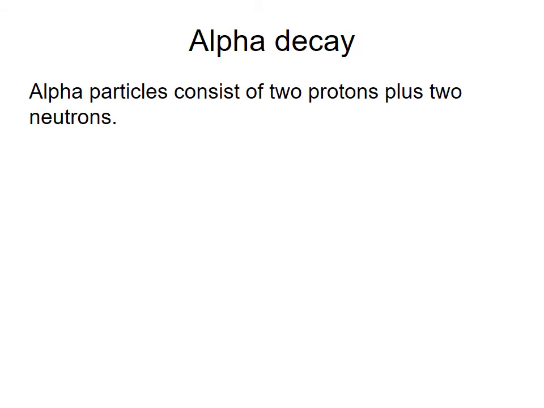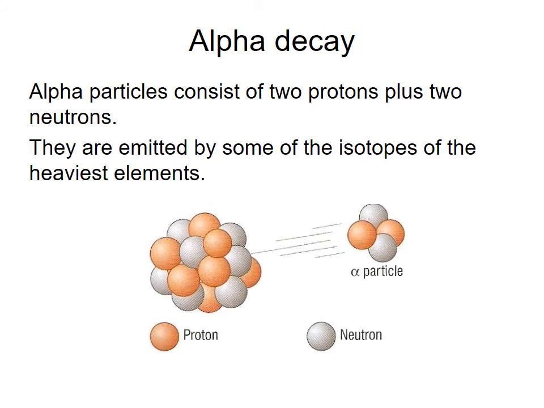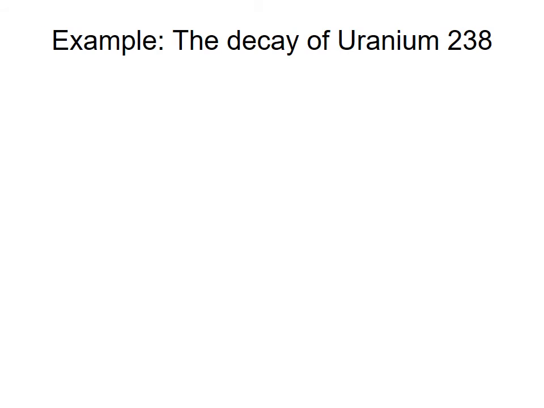Let's look at different forms of decay in a little bit more detail. Alpha particles consist of 2 protons plus 2 neutrons, and they are emitted by some of the isotopes of the heaviest elements, because they want to lose that mass. So basically, you're going to emit the alpha particle. An example of that is uranium-238.